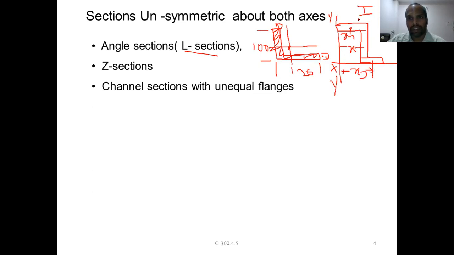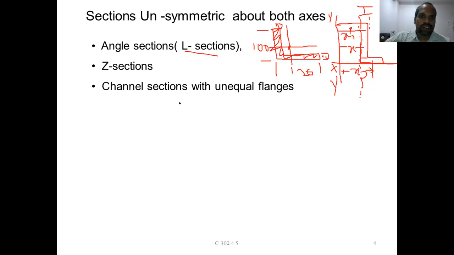If you take the reference axis as this one, what happens? The centroidal distance for this one you have to take as negative, and this one and this one as positive. That you have to consider. Apart from the minus sign, everything else is the same. So it is not an issue at all. No additional effort, and nothing wrong in the revision. You will get the same answer if you do it correctly.